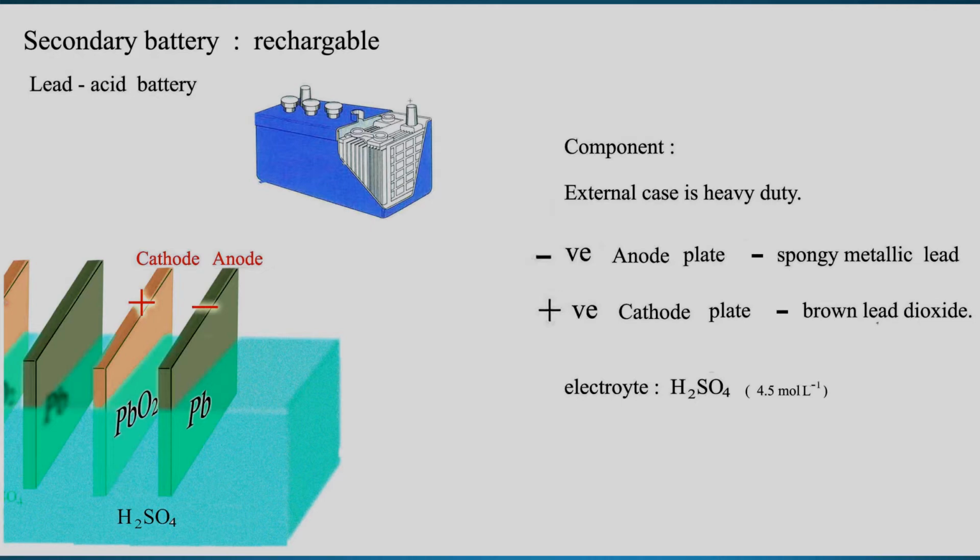The outside of the case is plastic. Acid does not corrode plastic, so it is safe. Of the plates, the negative anode plate is a spongy metallic lead. The positive cathode plate is brown lead dioxide, PbO2. The solution, the electrolyte, is highly concentrated sulfuric acid.